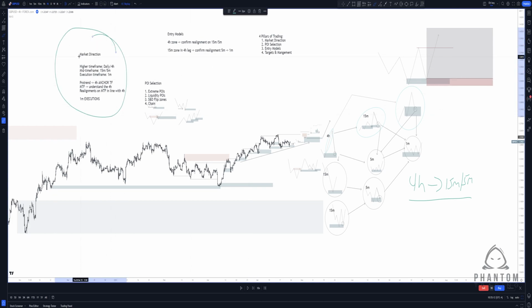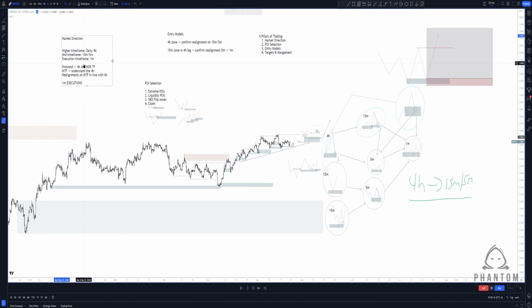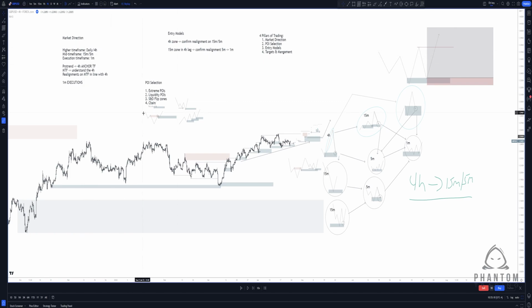Keep this in mind. This is your bread and butter. What is the 4 hour and daily doing? If it's a little uncertain, use the daily and the 4 hour combined. Generally speaking, they're going to run in the same way as each other. Then start looking at your POI selections. How can we pick better POIs? Run through this. Maybe we have different or combined elements that make a stronger POI.